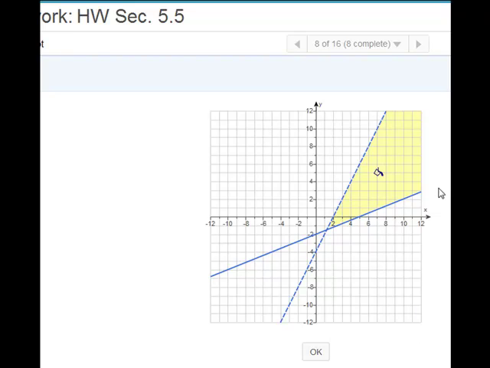It actually marked me wrong after all that work. And what it had done was it switched when I toggled my line from solid to dotted. It had actually switched my lines. So be careful about that. But this one is the correct solution.